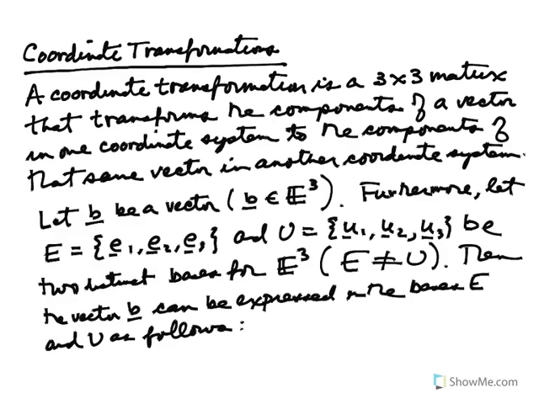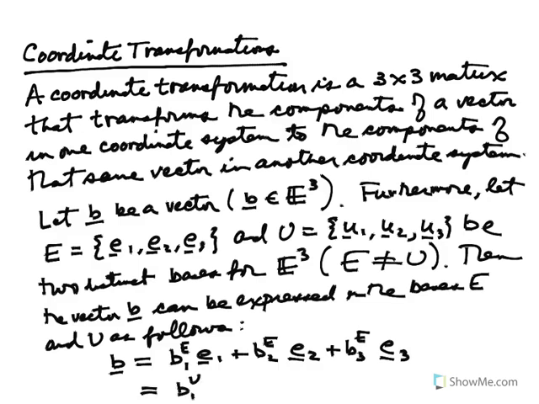Now this is what is generally done, and what would be the way you would write this out in vector notation. If I express the vector B in the basis E, I would get three components: B1E, E1 plus B2E, E2 plus B3E, E3, which is equal to B1U, U1 plus B2U, U2 plus B3U, U3. So shorthand-wise, we can actually write these as column vectors.